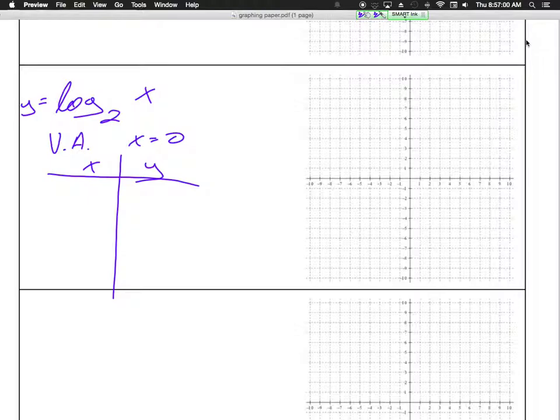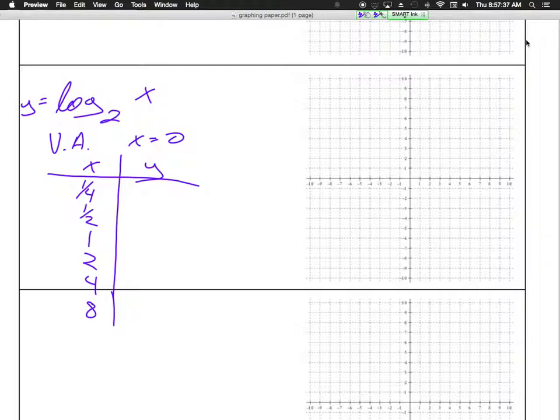2 to the -2, which is 1/4. 2 to the -1, which is 1/2. 2 to the 0, which is 1. 2 to the first, which is 2. 2 squared, which is 4. And since I'm dealing with 2, I can actually go one more. What's 2 to the third? 8. Okay, most of them, when you go to the third power, it's going to be something that's off my graph. But if I'm dealing with 2, obviously 2 to the third is still on my graph.